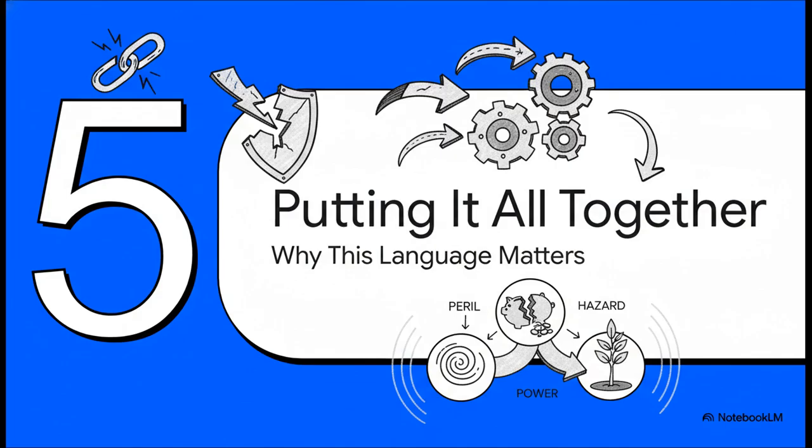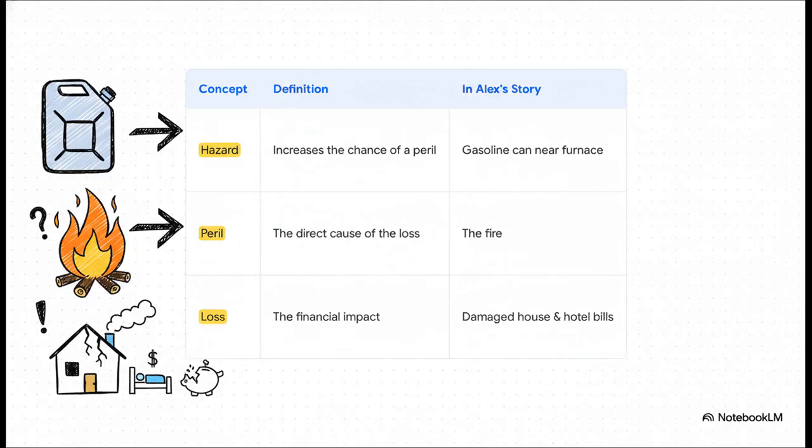Okay, so we have completely taken apart Alex's terrible, no good, very bad day. We've got the peril, the loss, and the hazard. So now let's put it all back together and talk about why knowing this stuff actually matters. It's a simple chain of events when you lay it out like this. You start with the hazard, the gasoline can next to the furnace. That dangerous condition made the peril, the fire, much more likely to happen. And that peril directly caused the loss, the burned down house and the hotel bills. See? Hazard leads to peril, which leads to loss.